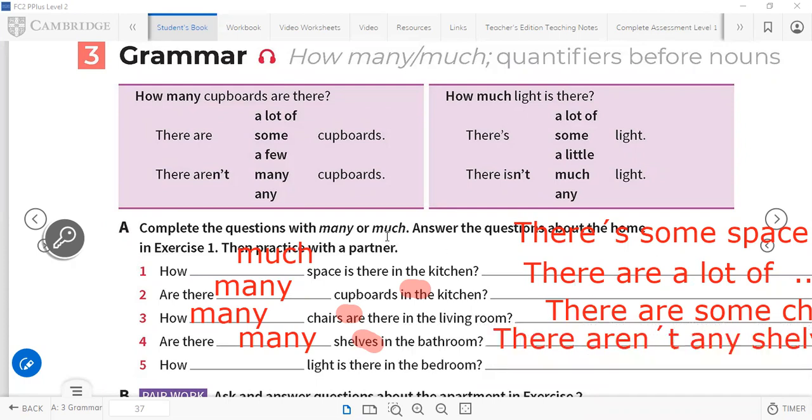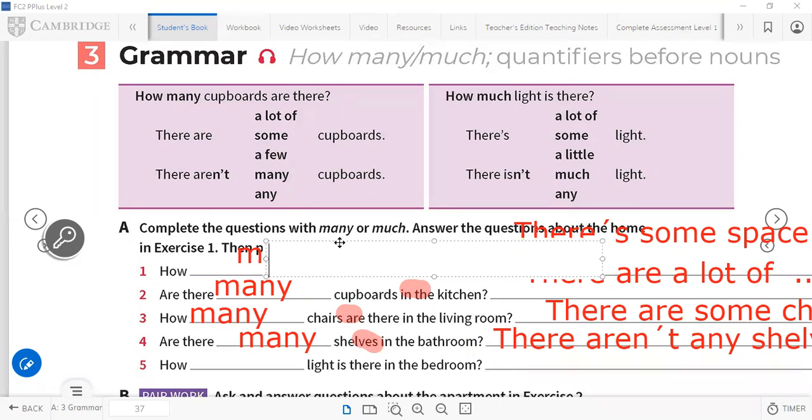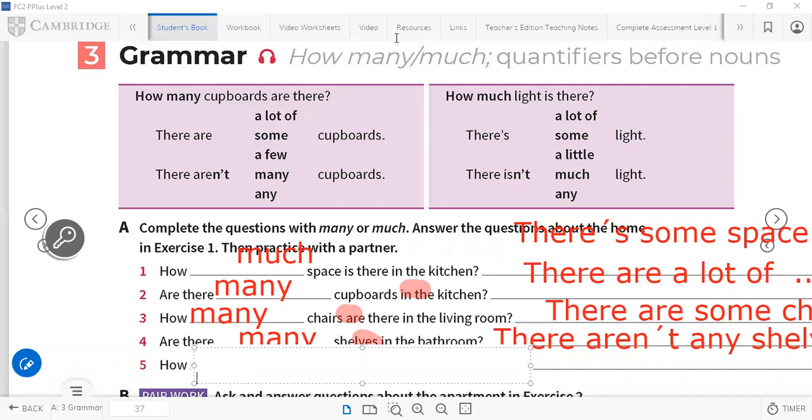Good. What about the other part? Number 5, that's the item. How much light is there in the bathroom? So in this case, we have to know light.